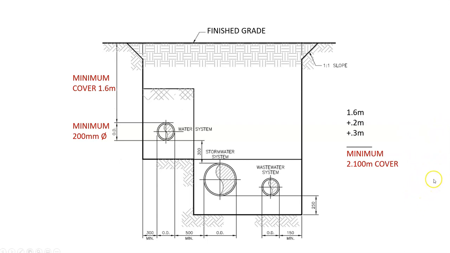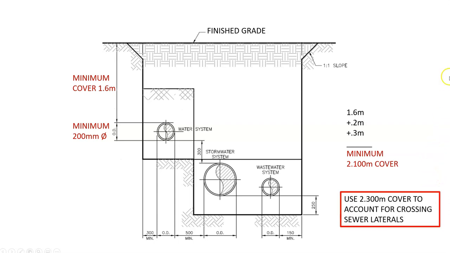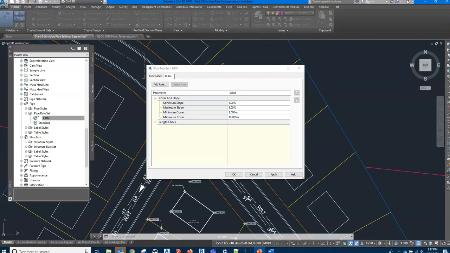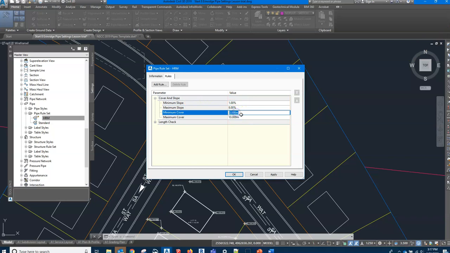Now, in order to allow for crossing sewer laterals, for instance, there may be some laterals that cross to get into the sewer pipe, that cross underneath the water, and they may be above the sewer pipes. So I'm going to allow an extra 0.2 for that. So let's just say that for our cover, we're going to have a minimum cover of 2.3. Okay, so back to our thing. I'm going to fill in 2.3 in my minimum cover, and then maximum cover.